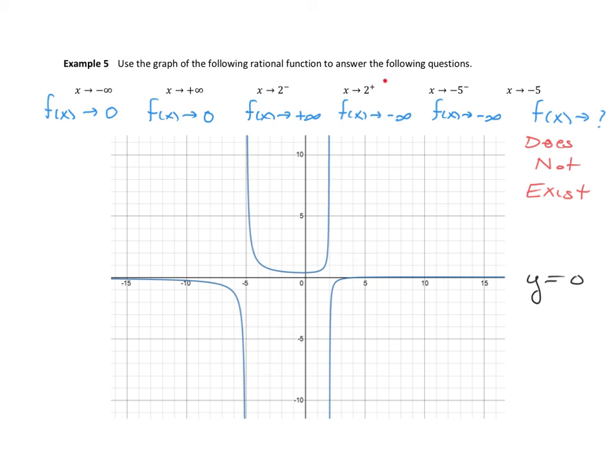So if there's no positive or negative, we're talking about the same thing from both sides. And if it's not the same thing from both sides, you just say, well, I can't say what it is approaching.